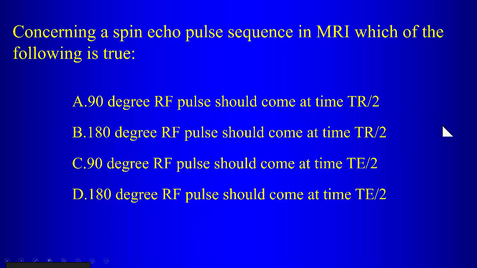Okay? So concerning a spin echo sequence in MRI, which of the following is true? D, right, good. So you're paying attention. The 180-degree pulse should come at TE over 2.